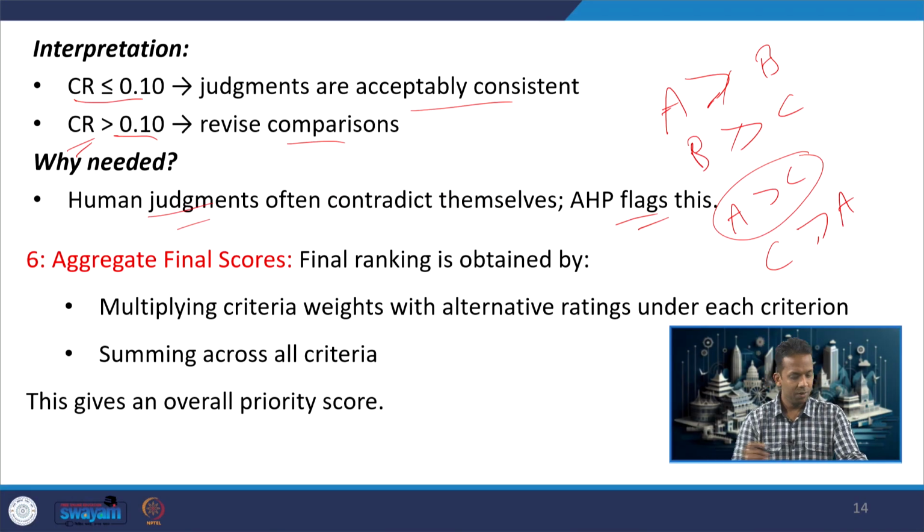The last step: once you get the criteria weights, and once you get the weights or scores or ratings of alternatives under each criterion, you multiply both of them. You multiply criteria weights by alternative weights under each criterion, and you do the summation across all criteria to give you the final ranking or final overall weightage or priority score. So, that is the last step of AHP.